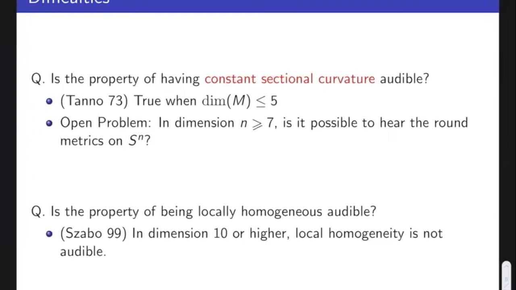Yes, I think for the local homogeneity, for the universal cover to be homogeneous, you need completeness. Yes, sorry. The manifolds I mentioned today are complete.